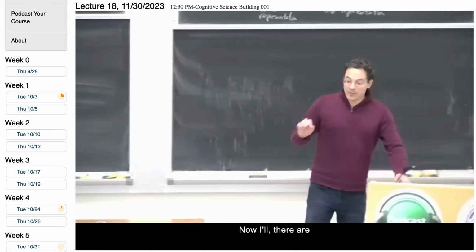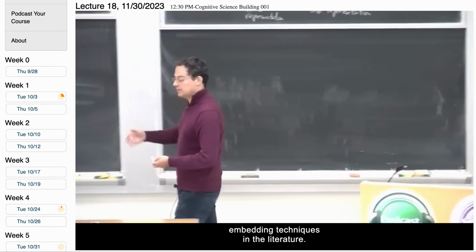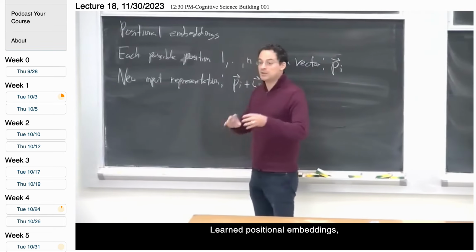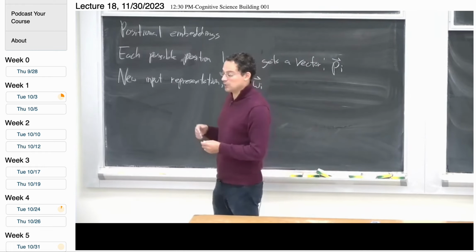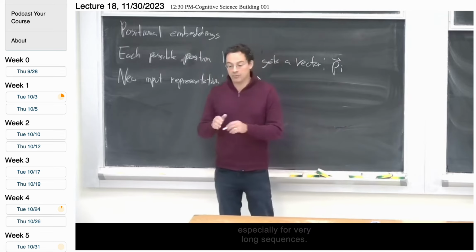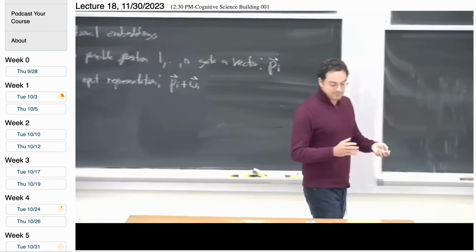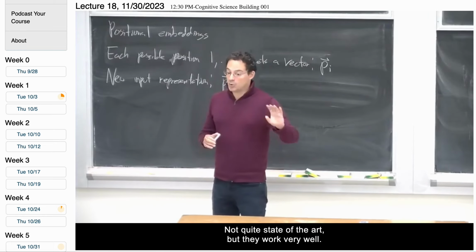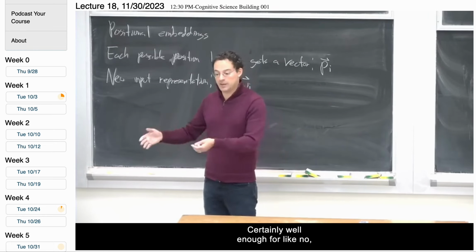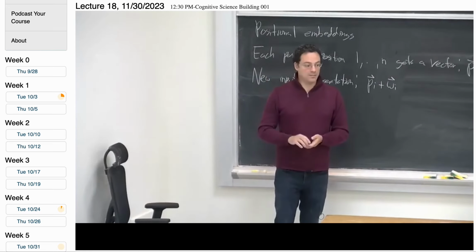Now, I'll mention there are a number of different positional embedding techniques in the literature. Learned positional embeddings are probably not the best thing. There are slightly fancier things people do, like rotary embeddings and something called ALiBi. There are probably ways to improve it, especially for very long sequences. But if you start from positional embeddings, you will get a pretty strong baseline. They're not quite state of the art, but they work very well, certainly well enough for any beginning language model. Okay, that's it.